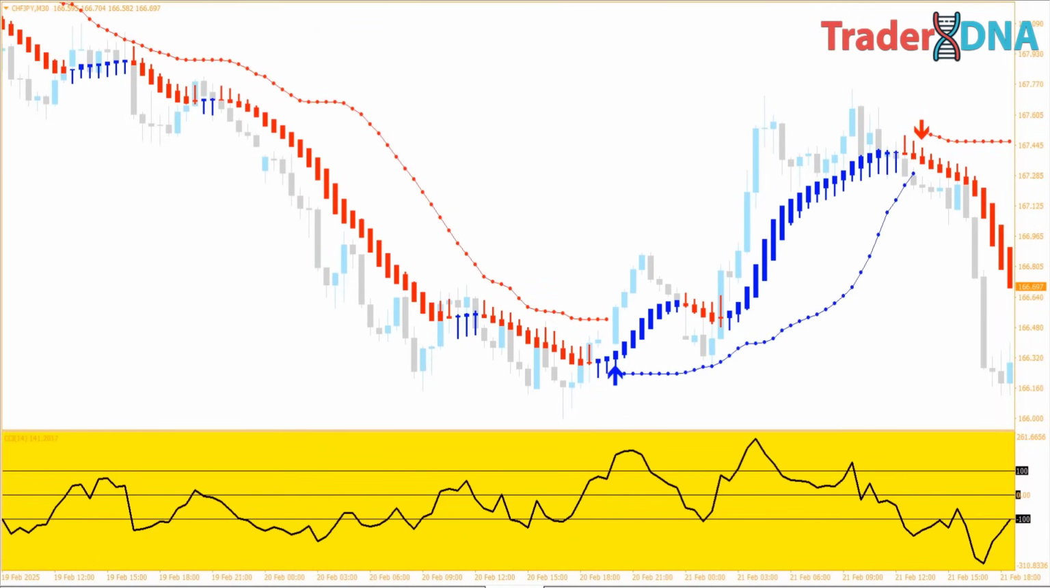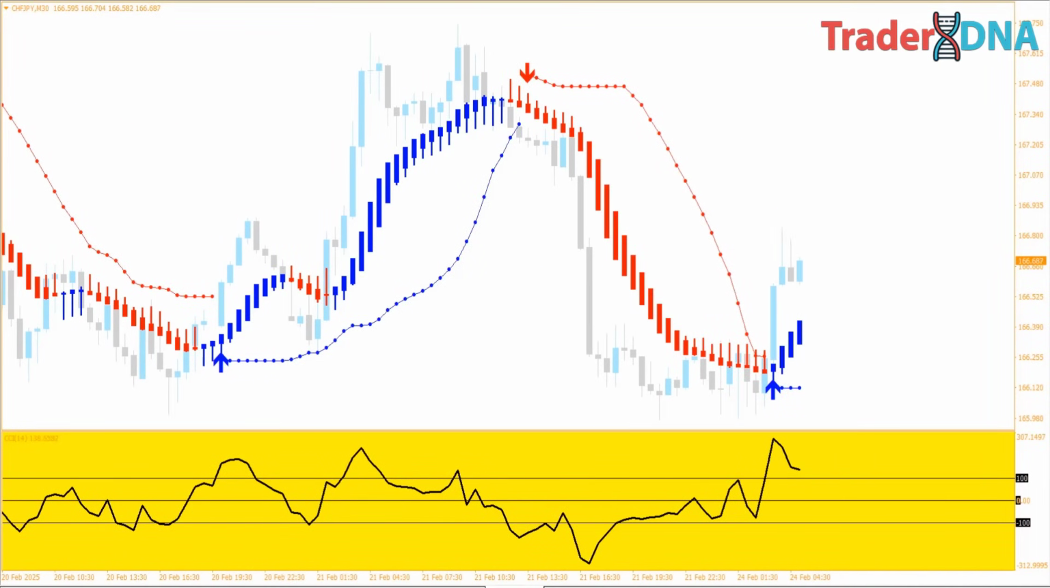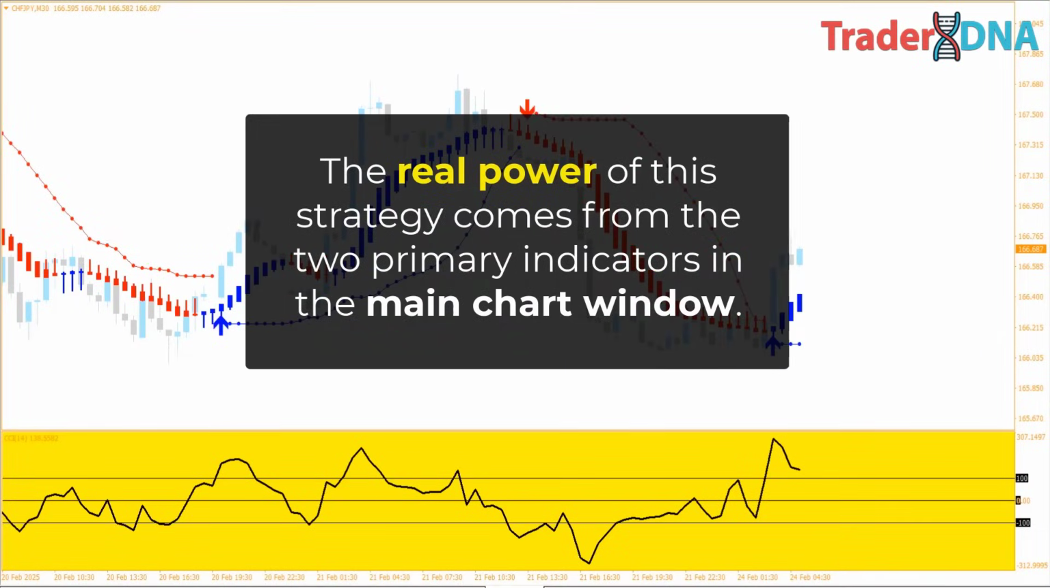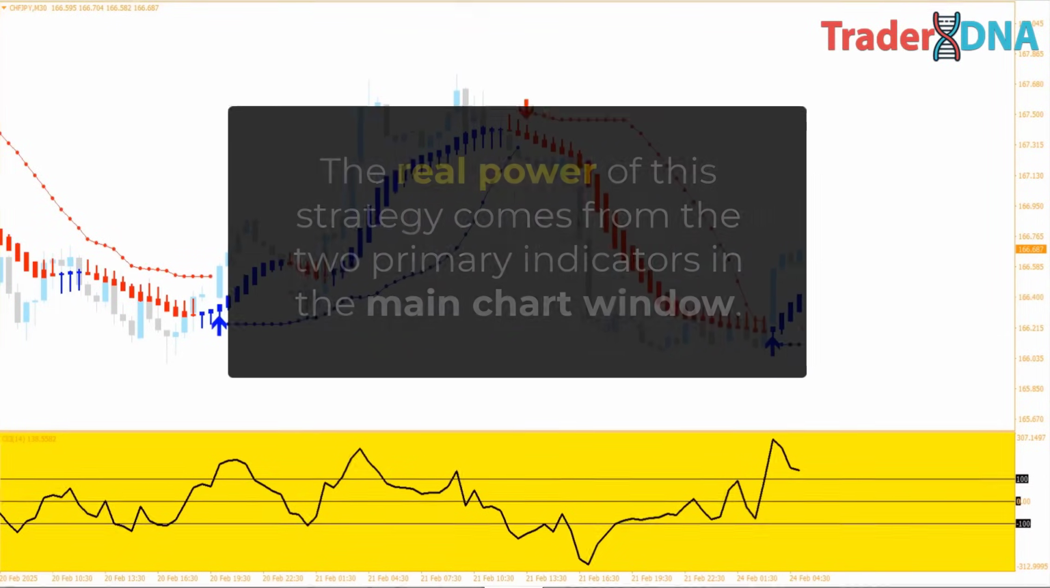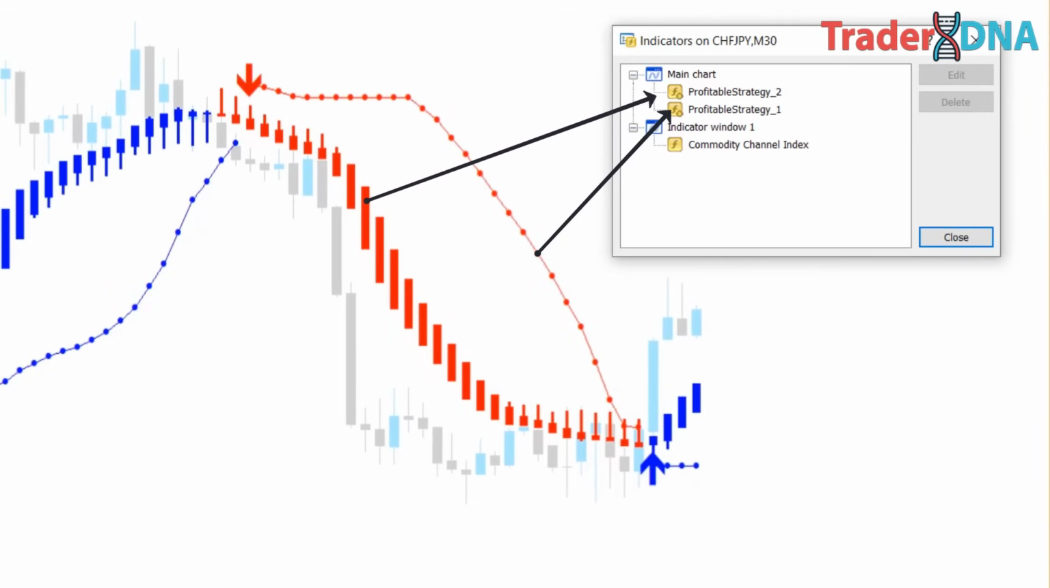Alright, let's break this down step by step. I'm going to walk you through the three key indicators in this strategy one by one so you fully understand how they work and can fine-tune the settings to match your personal trading style. Now here's the deal. The real power of this strategy comes from the two primary indicators in the main chart window. Profitable Strategy Indicator 1 and Profitable Strategy Indicator 2.